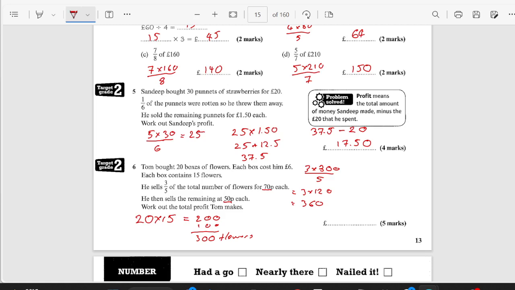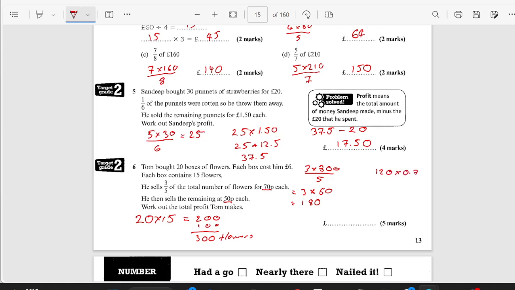And I've made a slight mistake there. Let's rewind that slightly. So 300 divided by 5 is not what I said. Well, 100 divided by 5 is 20, so that would be 60, so that would be 180. So 180 of the flowers were sold for 70 pence each, which means that we've got 120 flowers that were sold at 50 pence each, which is the easier of the two sums to do.